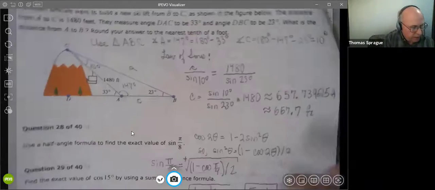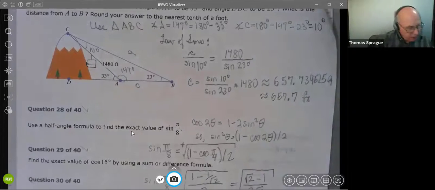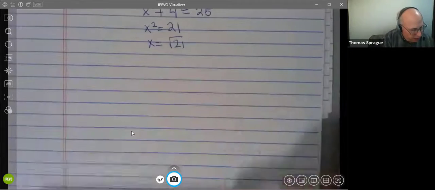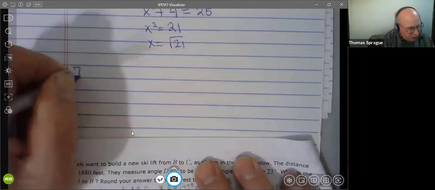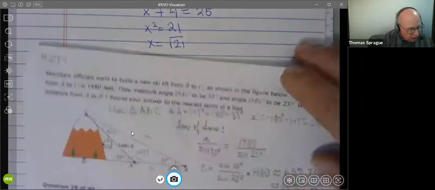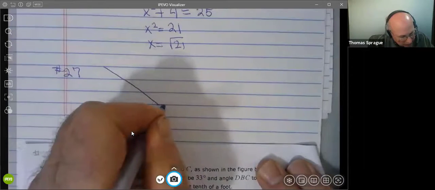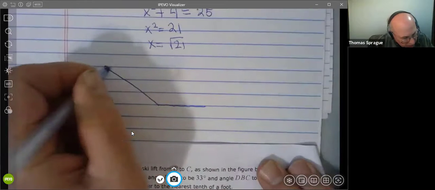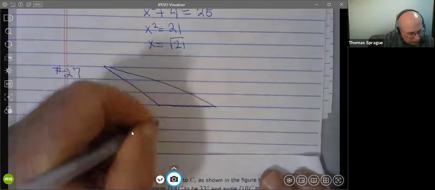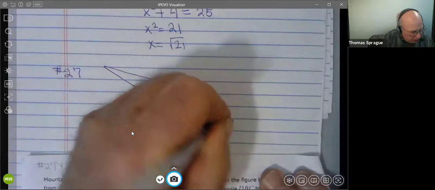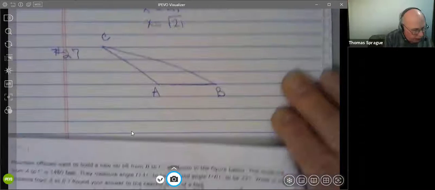is 27. So we have this picture of a mountain here. And let's read through this. What I'm going to do as I read is draw that picture in the abstract without the picture of the mountain. So I know ahead of time that I've got this kind of a triangle. This is A, this is B, this is C, and we're ready to fly.